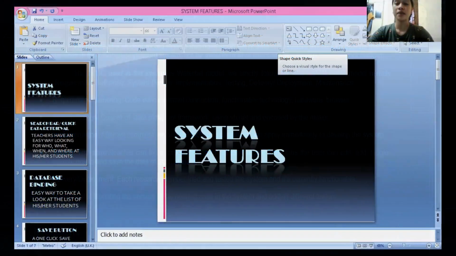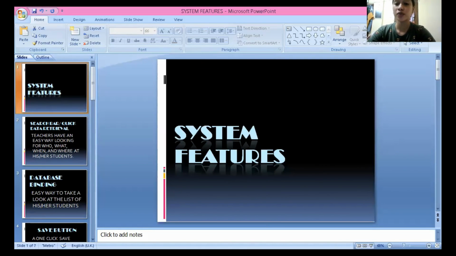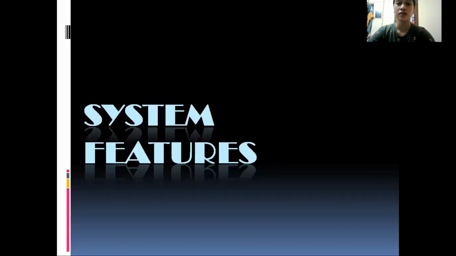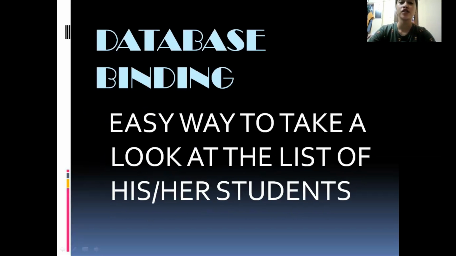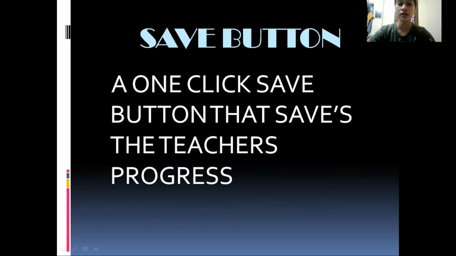Right now, I will be explaining to you what's inside our system through the system features. First, we have the search bar and quick data retrieval. Teachers have an easy way of looking for the who, what, when, and where of his or her students. Next, we have the database binding. Database binding is an easy way to take a look at the list of his or her students.